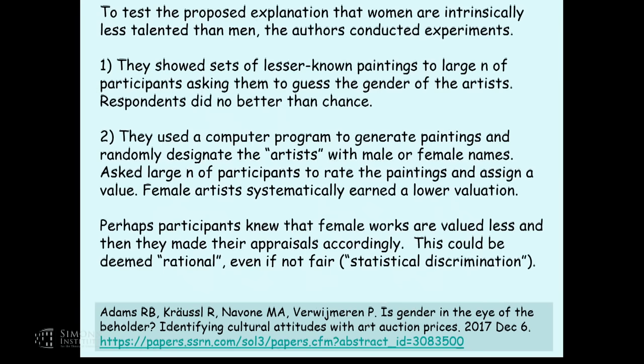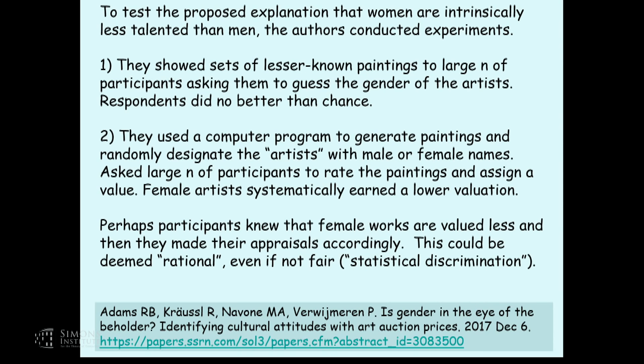So what they did is a bunch of experiments. The first thing they did is show a bunch of unknown paintings to people and ask them to estimate the gender of the artists, and people got 50-50 for the gender. So they did no better than chance. So it was clear from the experiment that people could not tell from the painting the gender of the painter. And then they used computer programs to generate paintings, and then they randomly assigned them to be listed as male or female, and they got the 40% gap, where the ones assigned to be a female artist were valued less. So using the experiment, you can do a much better job of identifying the causal effect of the gender of the artist known to the observer.